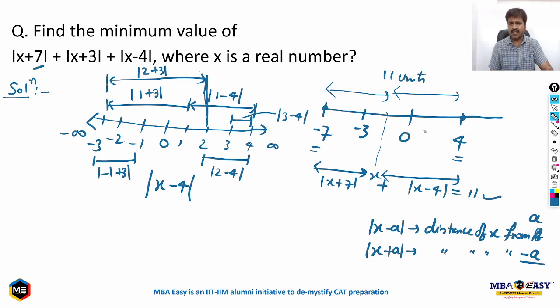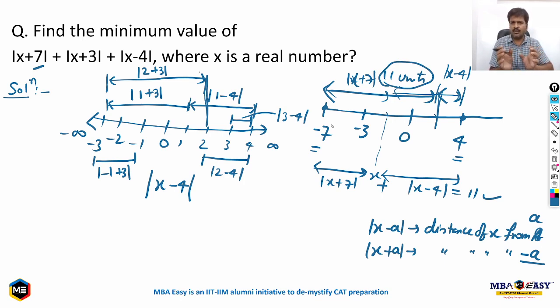आपने यहाँ x लिया, इसके जगह आप यहाँ पे x लेते. Suppose you take your x here, then this distance becomes your mod of x minus 4, and this whole distance becomes mod of x plus 7, और इन दोनों का सम फिर से कितना आता, 11 यूनिट ही आता, यहाँ से यहाँ और यहाँ से यहाँ. So if I take x between -7 and 4, the sum of mod of x plus 7 and mod of x minus 4 will always give me 11.